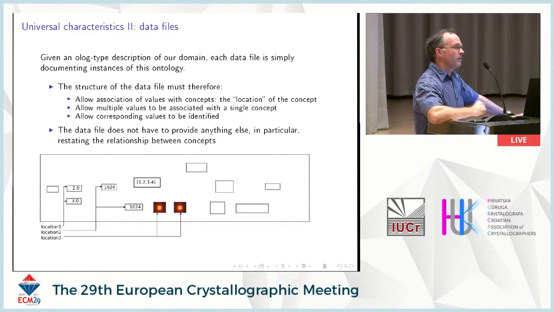Therefore, all that our data file is providing to us that is important is attaching values to concepts. And given that we could have multiple values for a concept, rotation angle for example, we need a way to match up. If we have multiple concepts with multiple values, so we've got many images, many rotation angles, the data file has to be able to match rotation angle to image. And that's all we need from any data file, those three things that I've put up there.